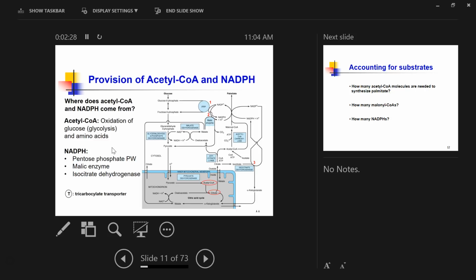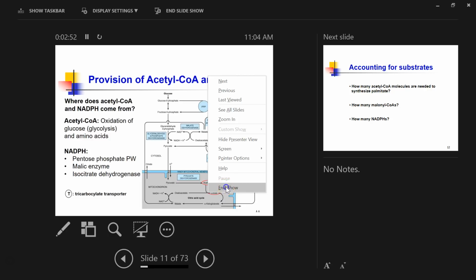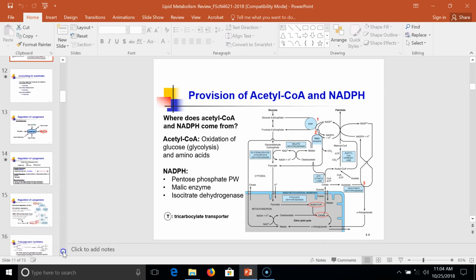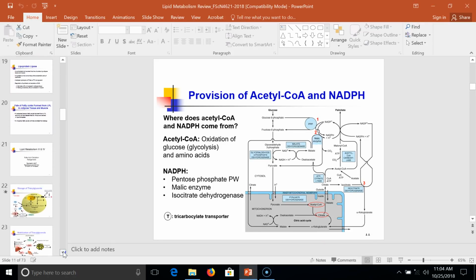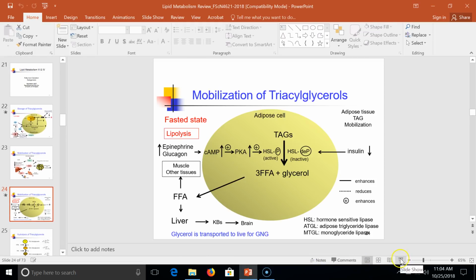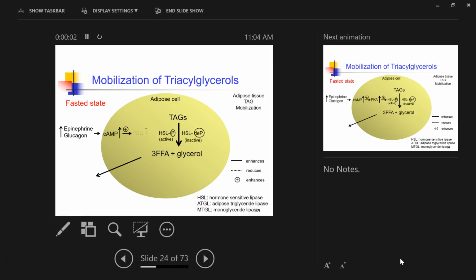So now let's go to the next, lipolysis, right? So question 19, describe the process of lipolysis or hydrolysis of triglyceride. Yes, let me see. So this slide, I think, is very important, right?